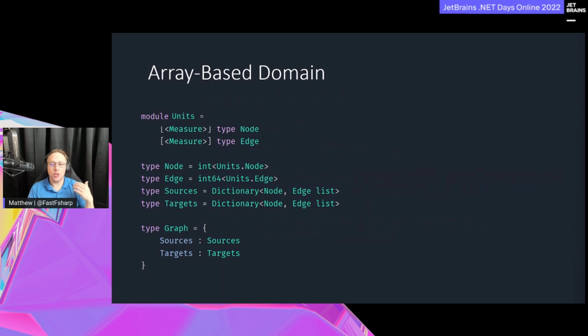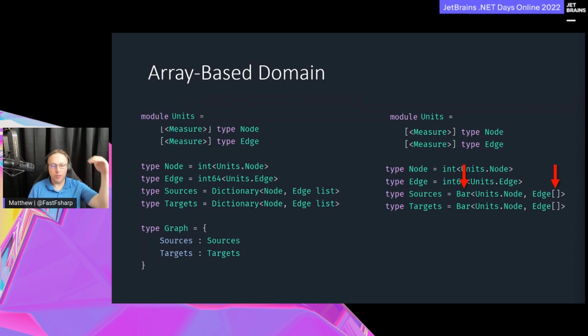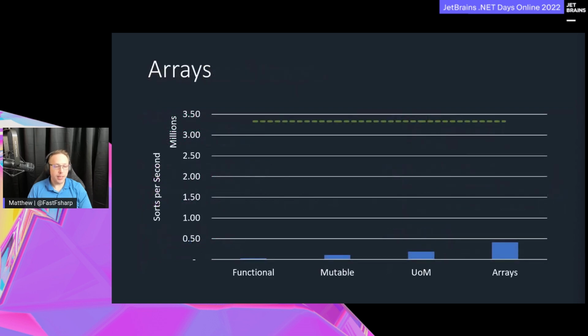So let's talk about what this array-based implementation of our domain looks like now. We still have our units. Node and edge have not changed, but now sources and targets are going to be a bar instead of a dictionary, and a bar is the read-only wrapper of an array. And instead of pointing to lists, it now points to an edge array. And graph has stayed the same. And when we benchmark this, we're now at 0.4 million sorts per second.